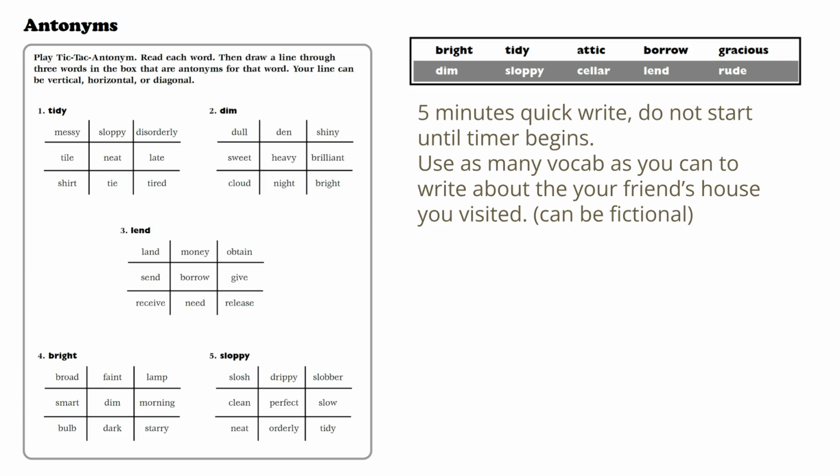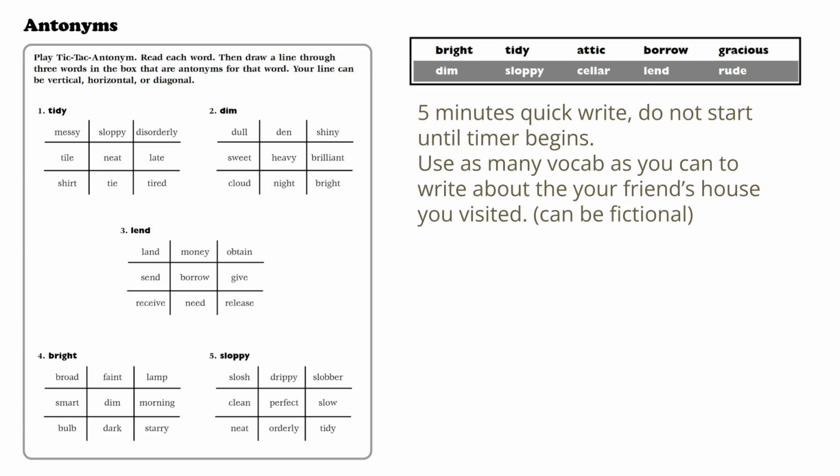For example, look at number 1, tidy. You would draw a line straight across the top row through messy, sloppy, and disorderly. Finish the rest of the game using the words dim, lend, bright, and sloppy.